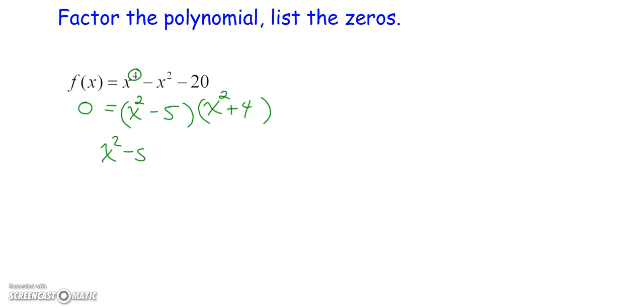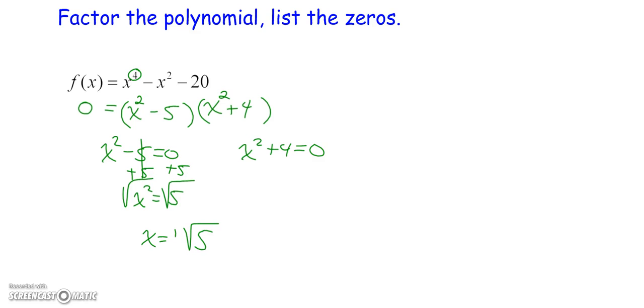x squared minus 5 equals 0. x squared plus 4 equals 0. Well, add 5 and add 5. x squared equals 5. Be careful of the trap people fall into when they square root both sides. People tell me the square root of 5 is the answer, but that's not the case. It is plus or minus the square root of 5. The same reasoning goes here. When you take the square root of negative 4 on both sides, you get x equals plus or minus 2i.